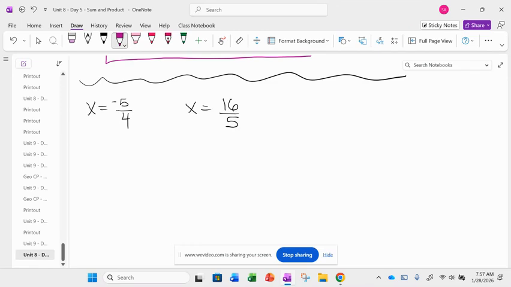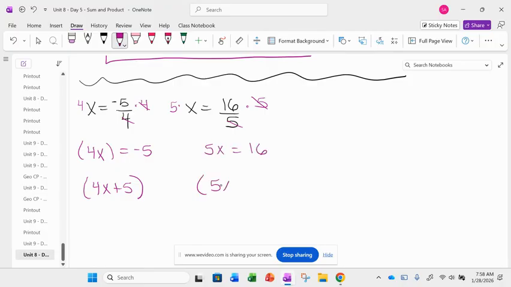The step-by-step inverse, right? So we're going to first multiply by 4, which gives us 4x equals negative 5. Then I'm going to add that 5 over. So 4x plus 5 is one factor. And then for this one, we could have multiplied by 5. And we would have gotten 5x equals 16. So then the other factor would be 5x minus 16. Now that I have the two factors, now what would I tell you to do? FOIL. That was the other way to do this. All right, ready for another one?